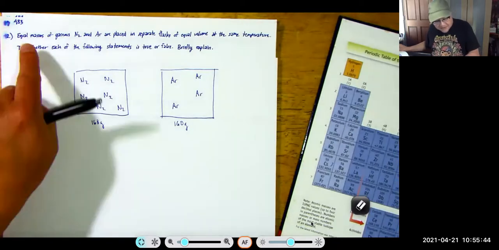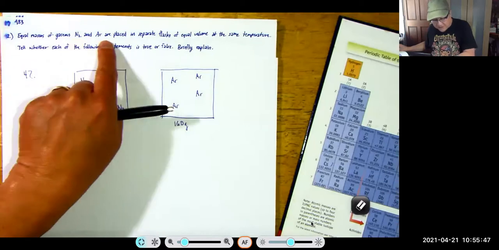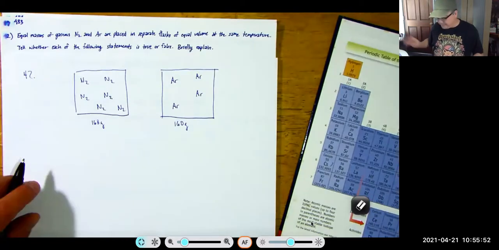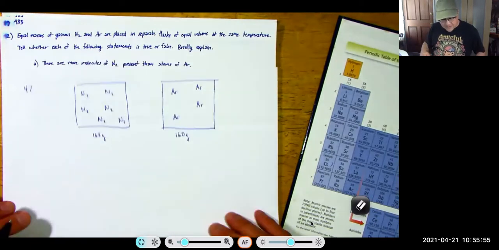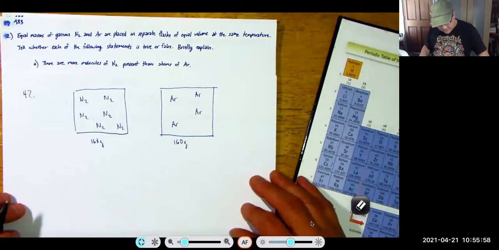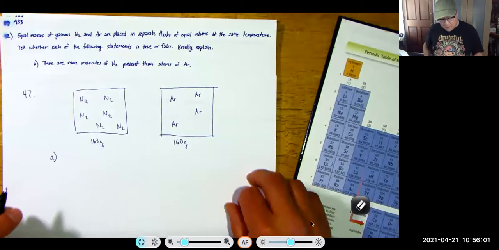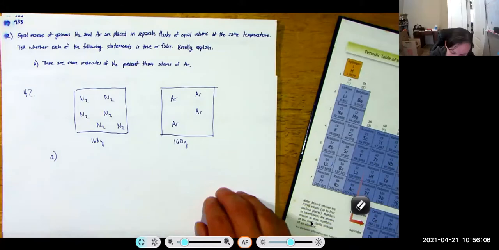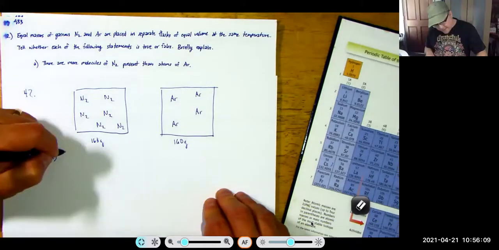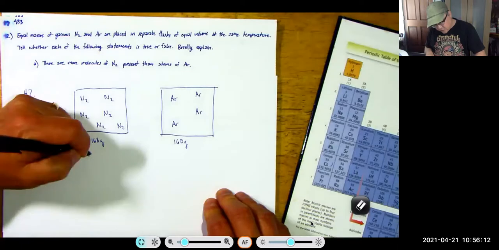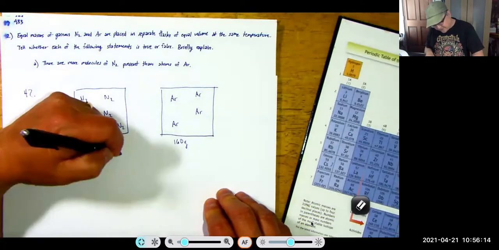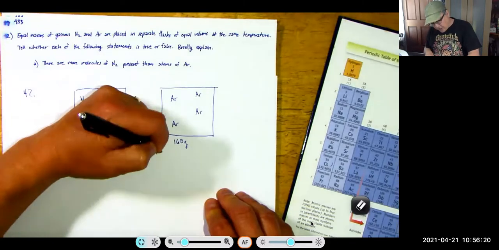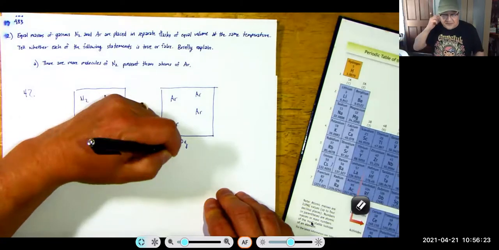Equal masses of gaseous N2 and argon are placed in separate flasks of equal volume at the same temp. Okay, so A, there are more molecules of nitrogen present than atoms of argon. Would that be true or not? Yeah, true. And the reason for that is that each N2 weighs less than each argon, but you have to have the same mass of each.